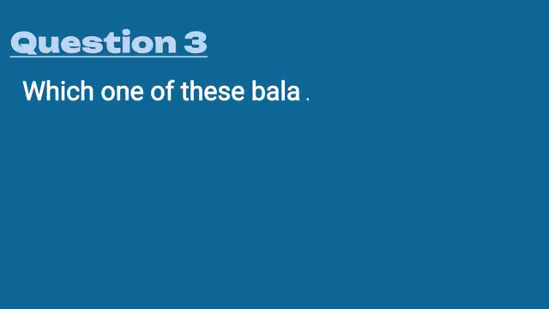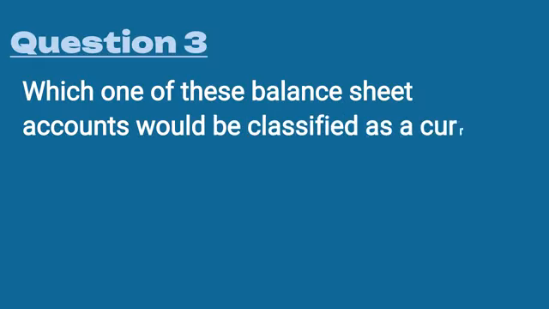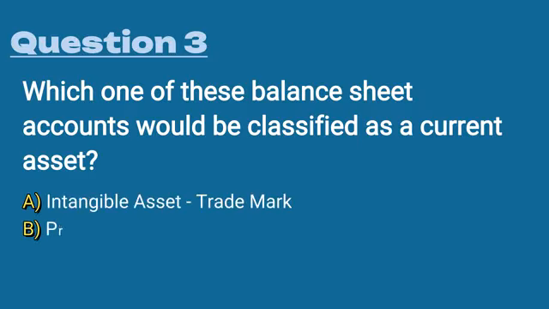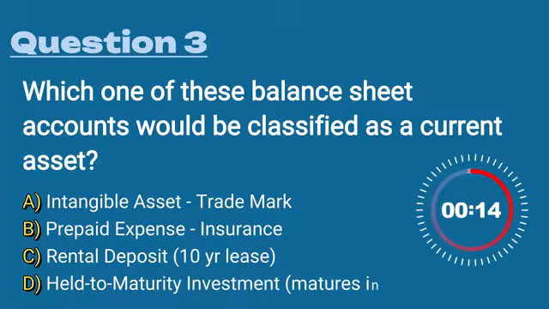Question number 3. Which one of these balance sheet accounts would be classified as a current asset? A, intangible asset, trademark. B, prepaid expense, insurance. C, a rental deposit that is not due back for 10 years. D, held to maturity investment that matures in 3 years.